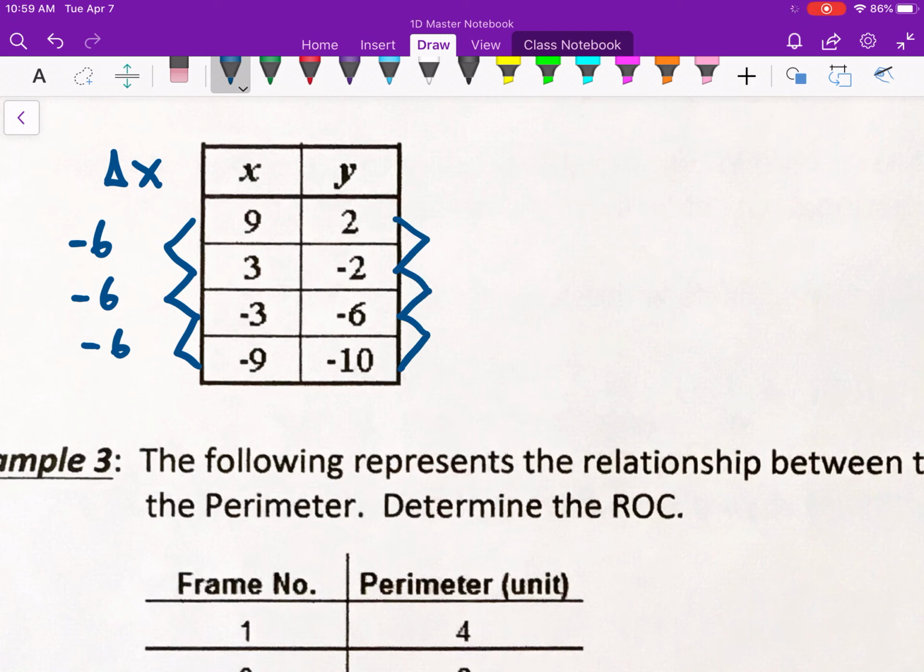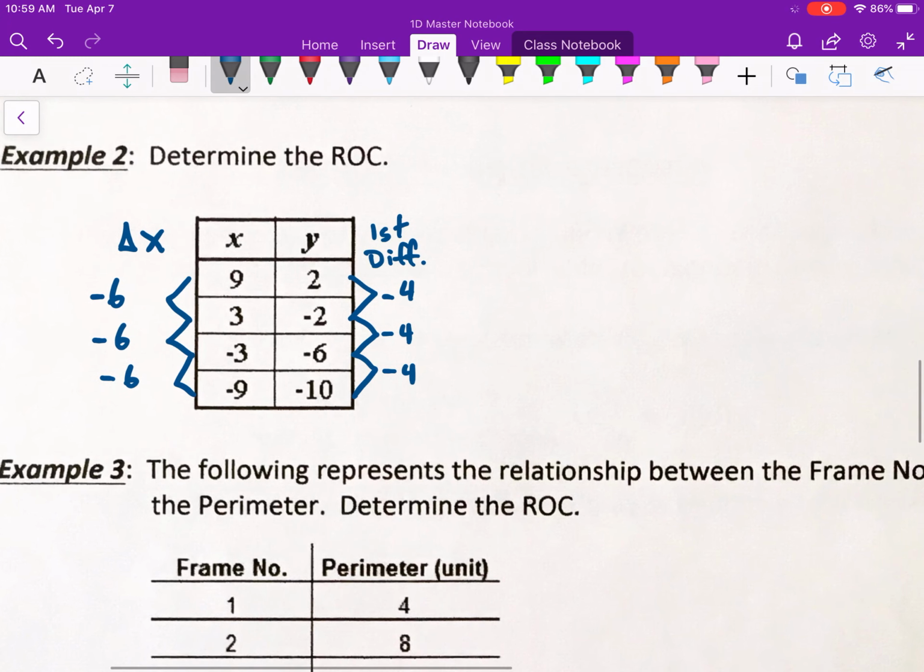My delta y, or my first differences, I'll refer to them as first differences because that's just a term that we use a lot. Going from 2 to negative 2, again, it's going downward, but this time it's going down by 4. And from negative 2 to negative 6, it's going downward by 4, and then down by 4 again. So it's constant.